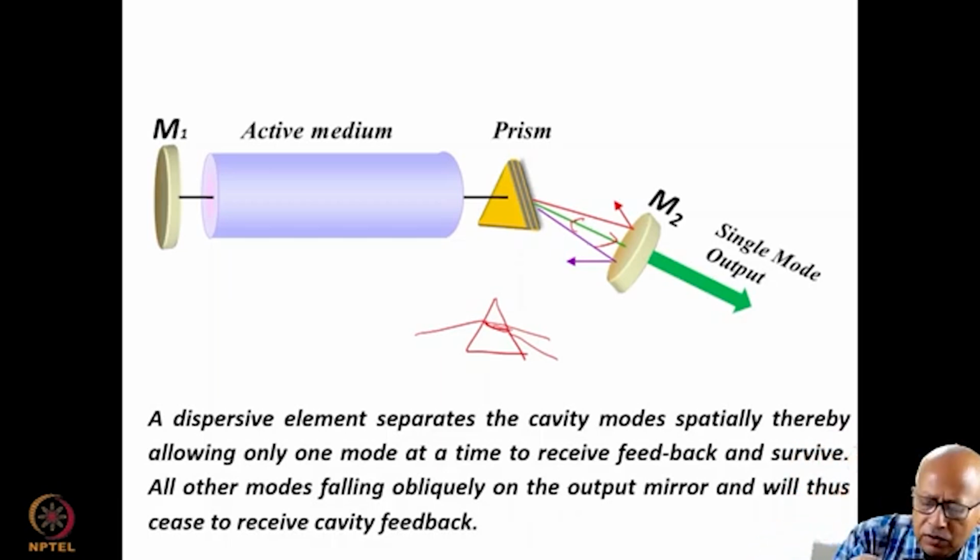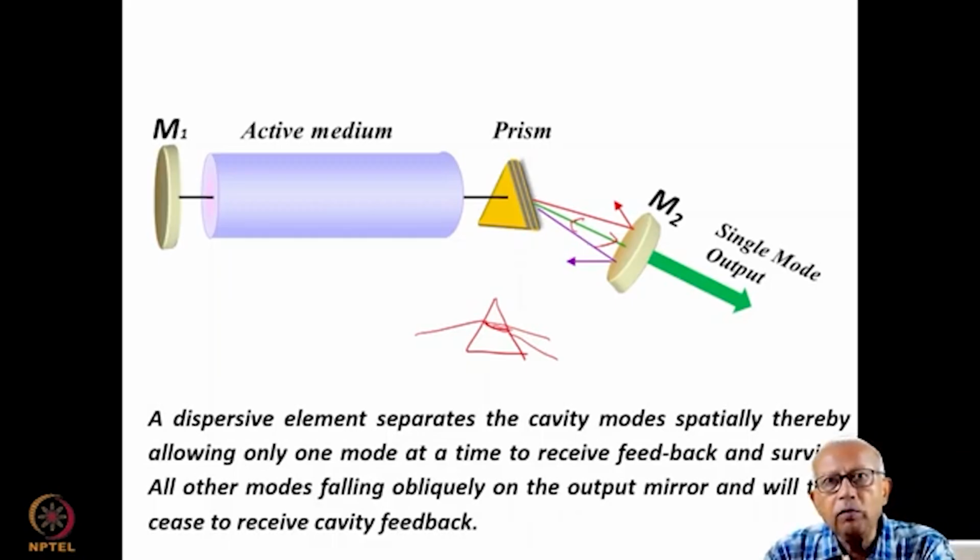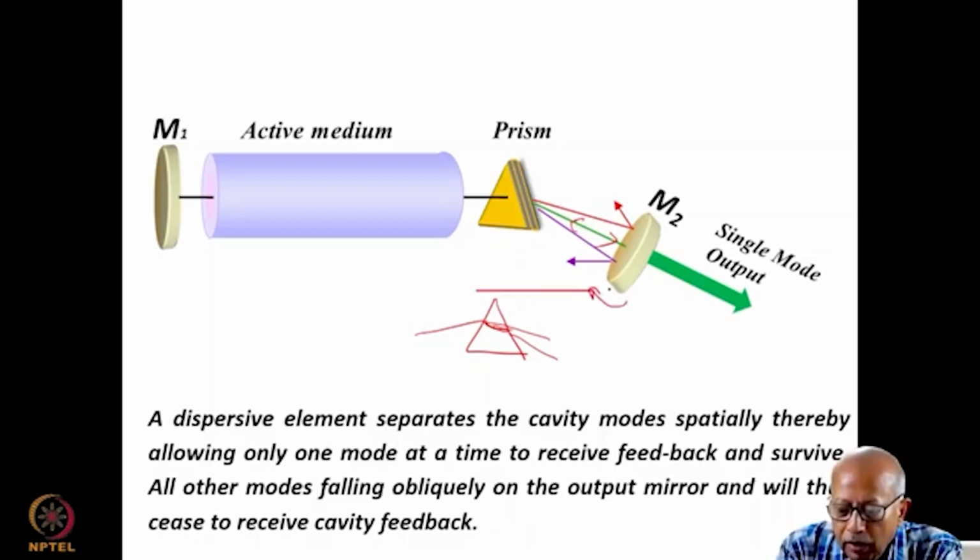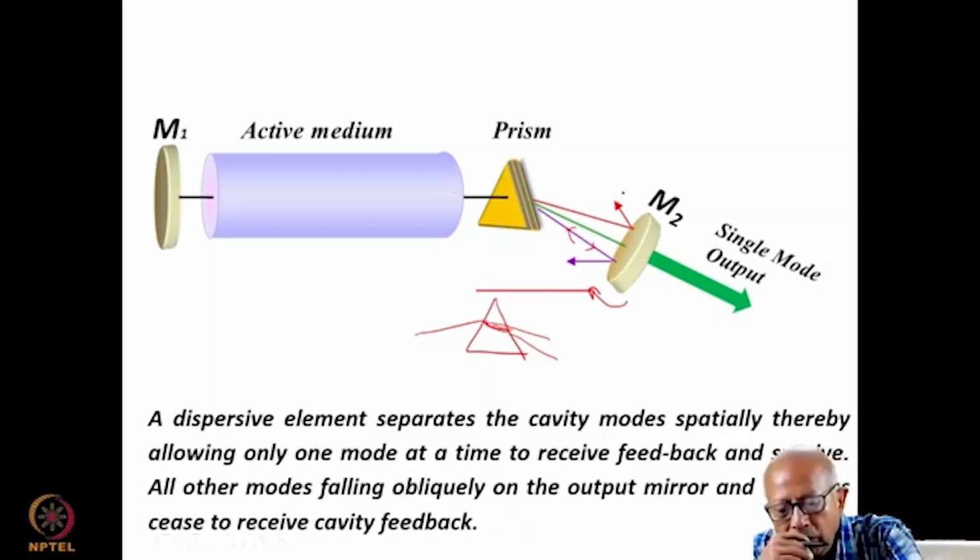Another advantage of this is that you can tune the wavelength of the laser. You see, if you tune this mirror, for example, if you tune it this way through an appropriate angle, then this mode now will fall normally on this mirror, and therefore would be able to oscillate back and forth, and therefore lasing now would occur on this mode. The remaining modes will fall obliquely on this mirror and would simply get lost.